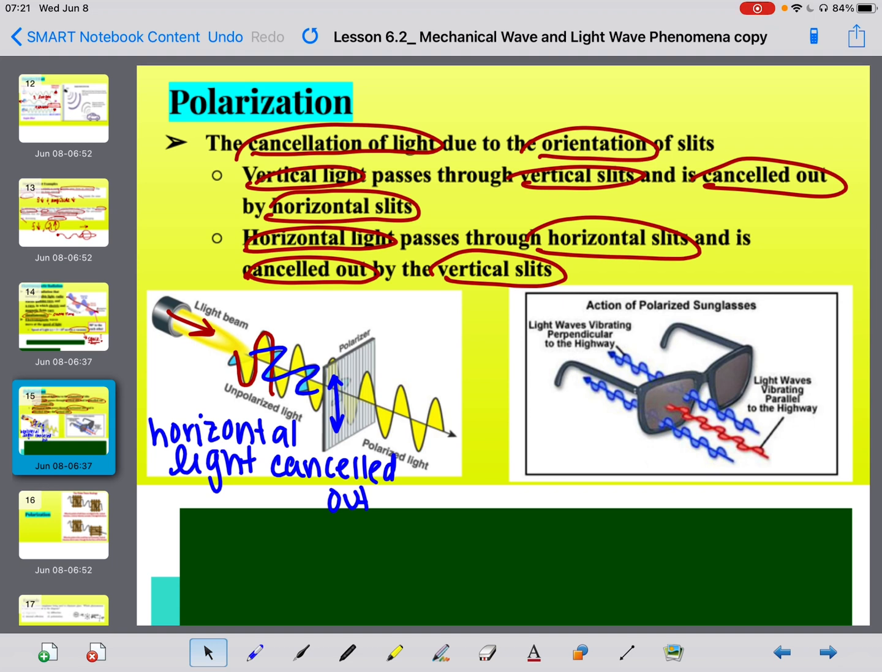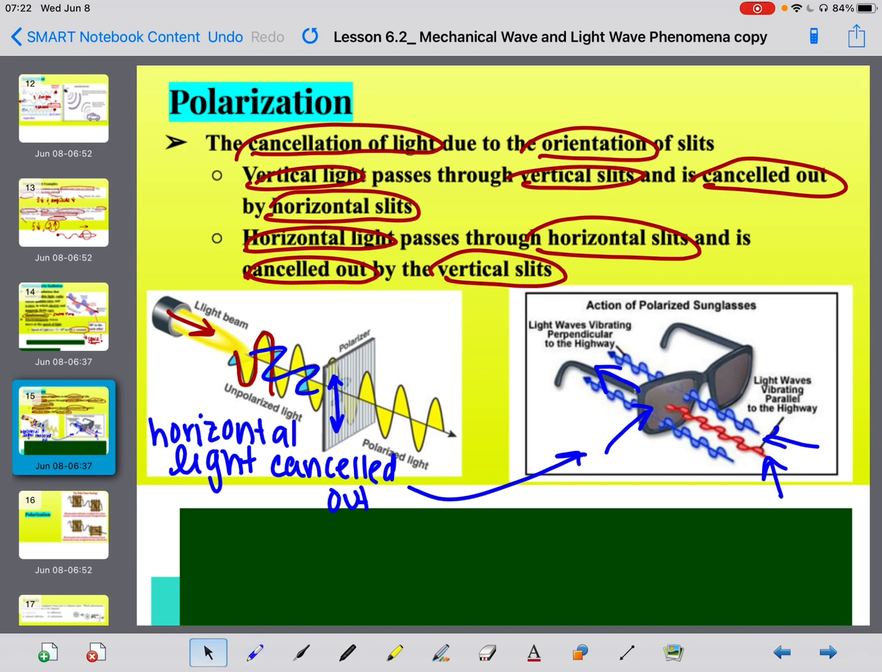So clearly we have two different orientations of waves, the red one and the blue one, okay? So what ends up happening, you put your sunglasses on. Now that is preventing the horizontal light from getting through into your eyes. Notice that there's no red line coming in. There's only the blue ones, which means that only vertical light can go in because it's a vertical slit. Whatever the lens is, it's a vertical slit and it is canceling out horizontal light.